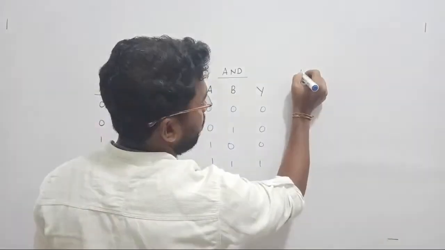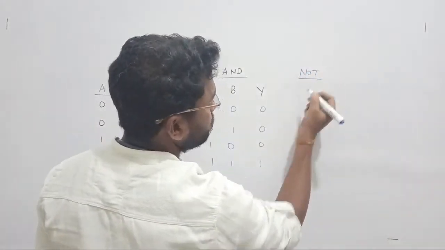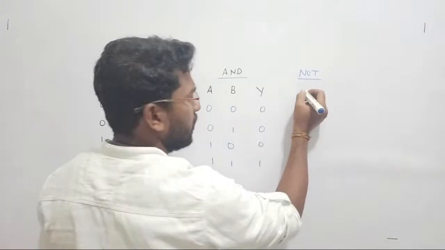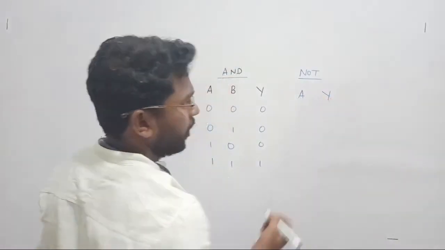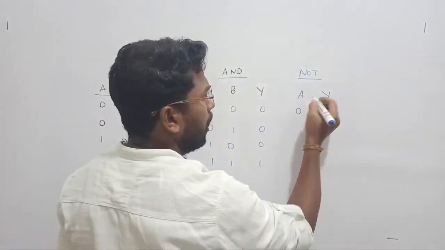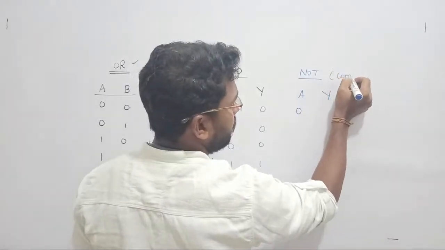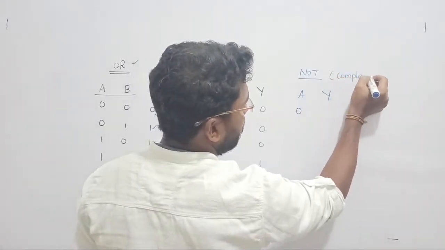Next, finally, we are going to discuss NOT. NOT logic, see, take input A and output Y. If your input is 0, NOT means complementary. This gate is called the complementary gate.